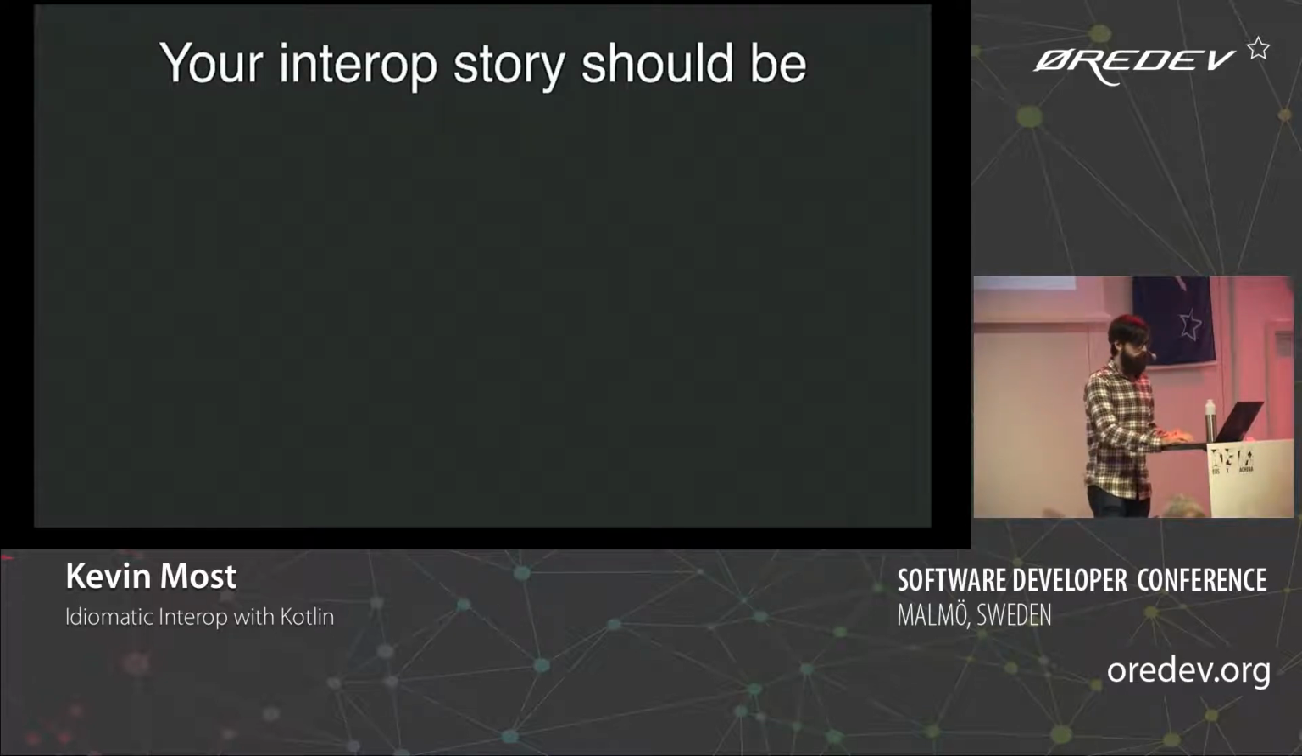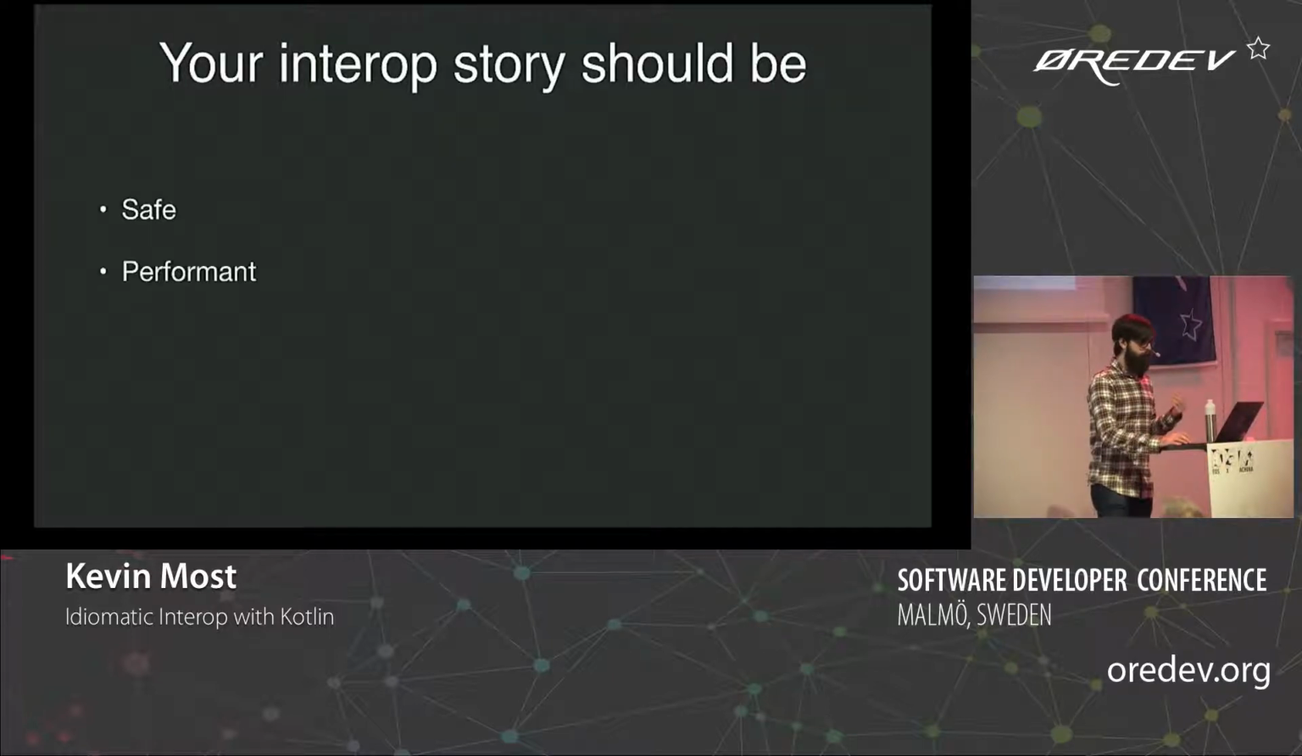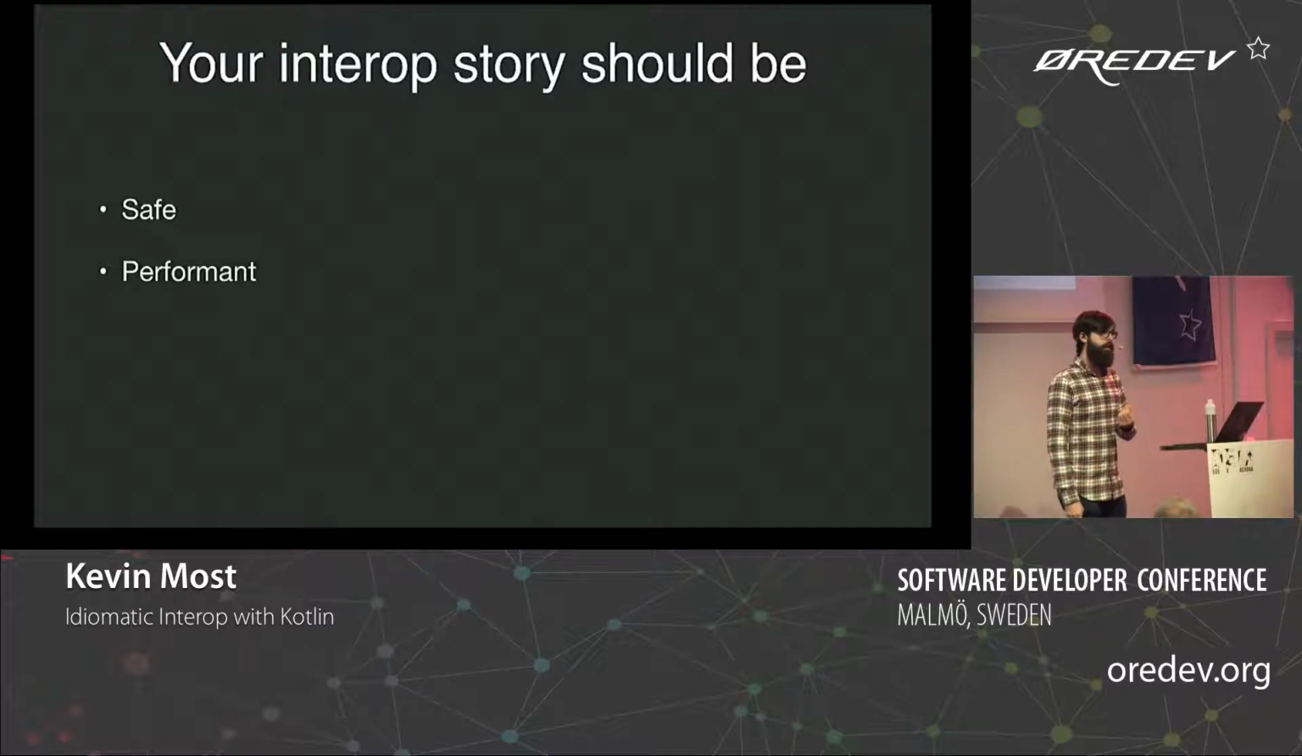I would break down the traits of a good interop story into 4 different categories. Above all, interop should be safe. You should not have a class of bugs or crashes that occur just because of the interface between your Java and Kotlin. Your interop should also be performant. For example, some code that you write in Kotlin and consume in Kotlin is performant, but if you consume that same Kotlin code in Java, it may not be performant, for reasons that I'll dive into later.